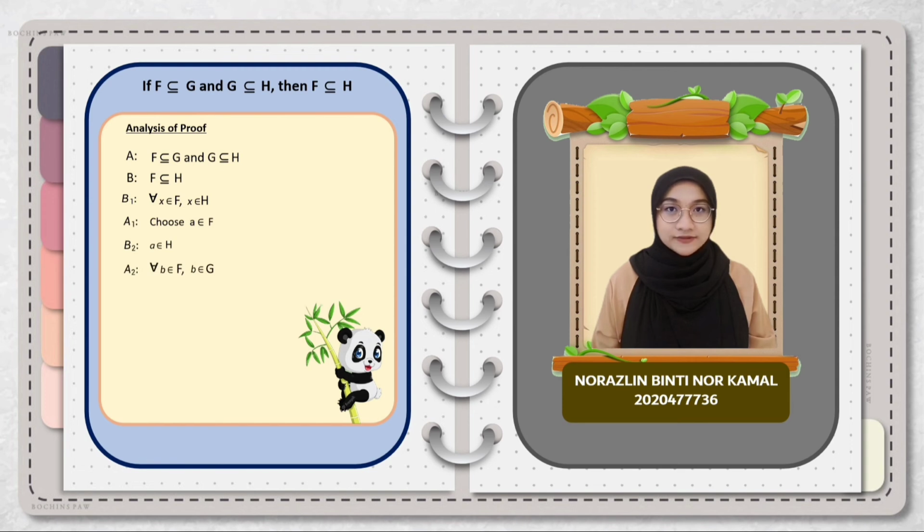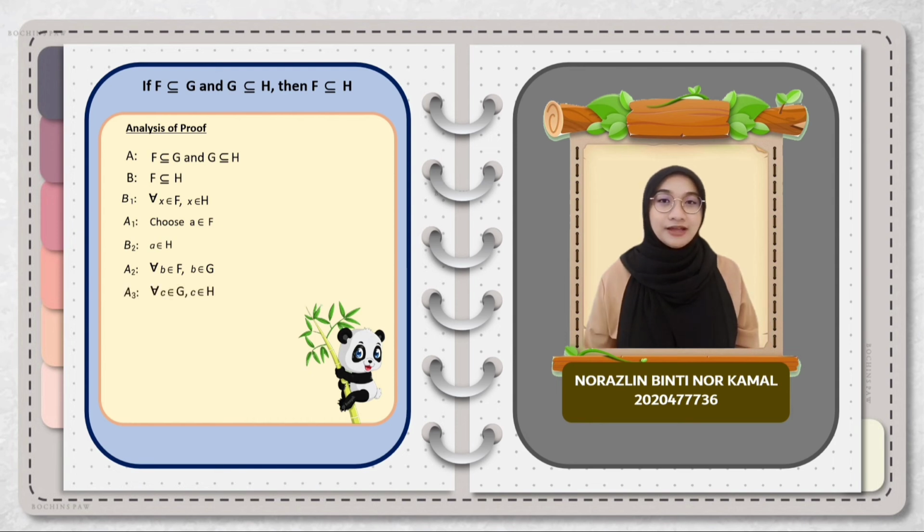A2 defined from A, F subset of G. So for all b element of F, b is an element of G. A3 we do the same thing as A2 for G subset of H. In A we have a universal quantifier, so we need to take out all the information and specialize. A4 specialize A1 and A2 because they have the same property, which is element of F.